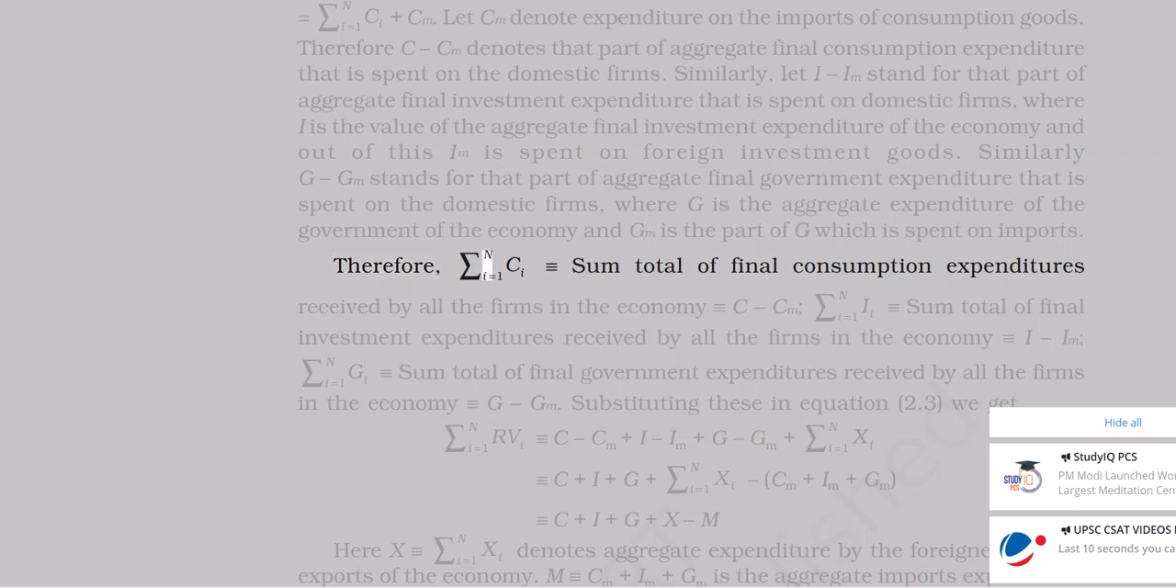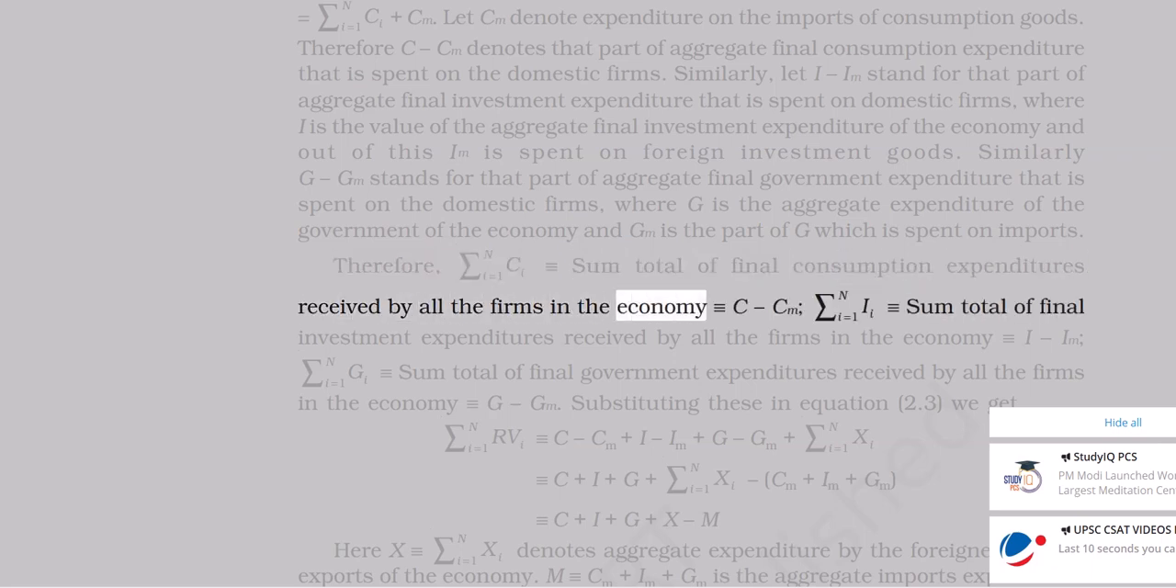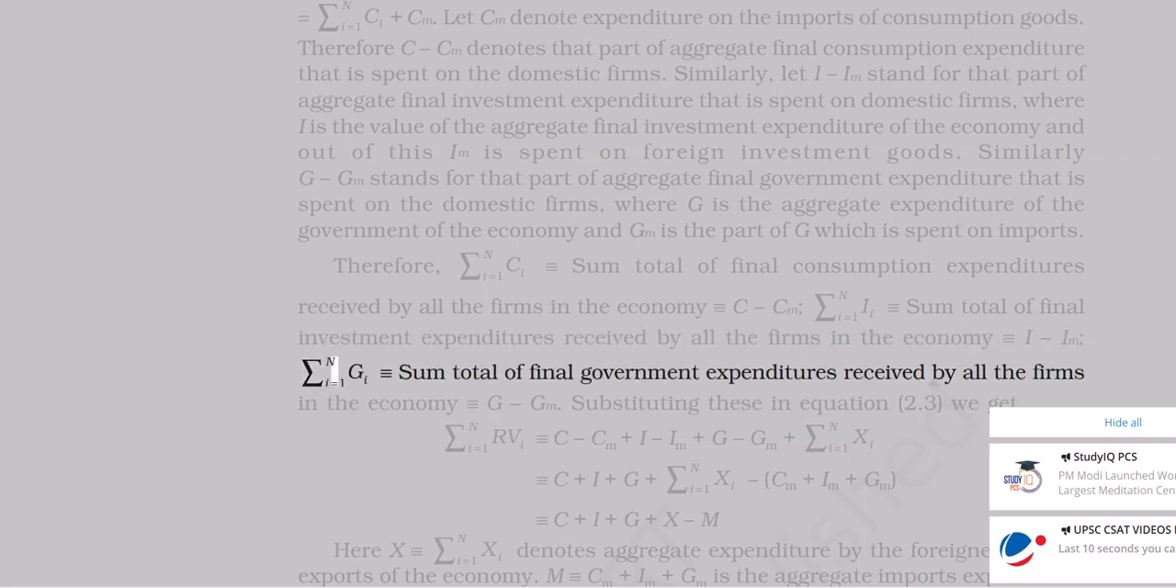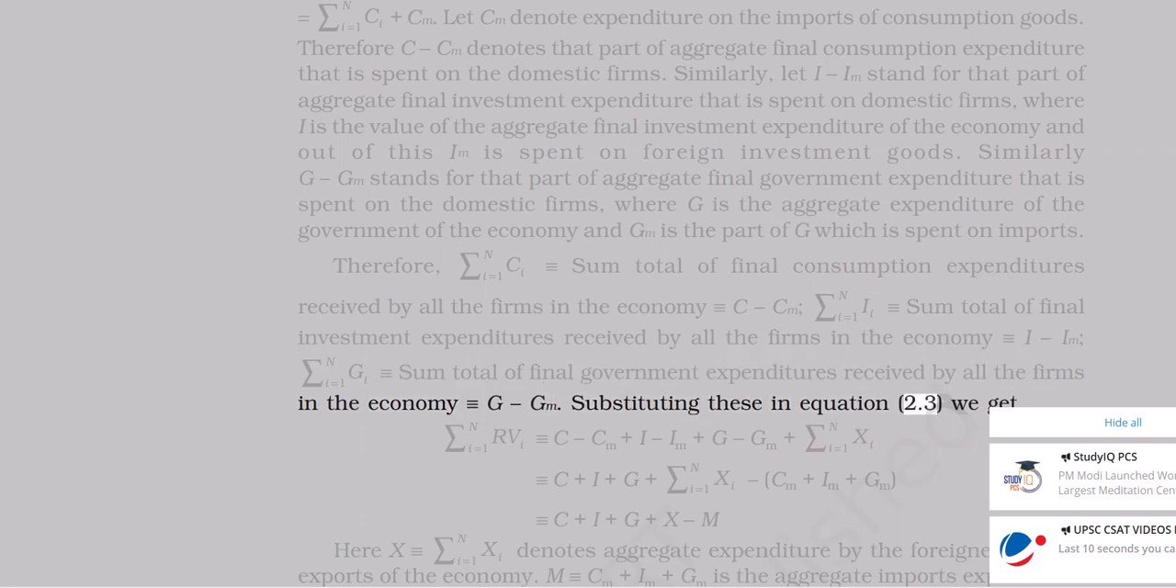Therefore, the sum of Ci is the sum total of final consumption expenditures received by all the firms in the economy, C minus CM; the sum of Ii is the sum total of final investment expenditures received by all the firms in the economy, I minus IM; the sum of Gi is the sum total of final government expenditures received by all the firms in the economy, G minus GM. Substituting these in equation 2.3, we get the sum of RVi equals C minus CM plus I minus IM plus G minus GM plus the sum of Xi.